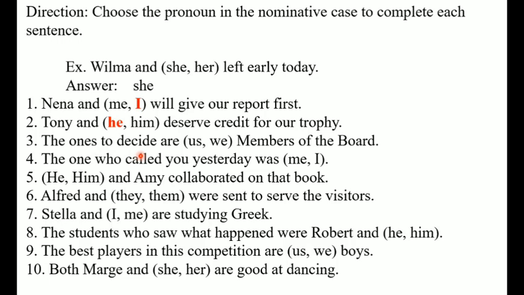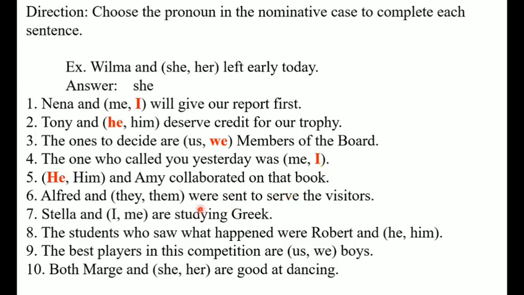Number 3, the correct answer here is we. Now the technique is rewrite the sentence in normal order. Babaliktarin natin ito. As we members of the board are the ones who decide, and then disregard or takpan itong members of the board. Ang mga matitira ay as we are the ones who decide. So it should be we. We are the ones to decide. Number 4, the correct answer here is I. Of course, the technique is just invert the sentence. Baliktarin lang ang sentence. Me or I was the only one who called you yesterday. So the correct answer here is I.